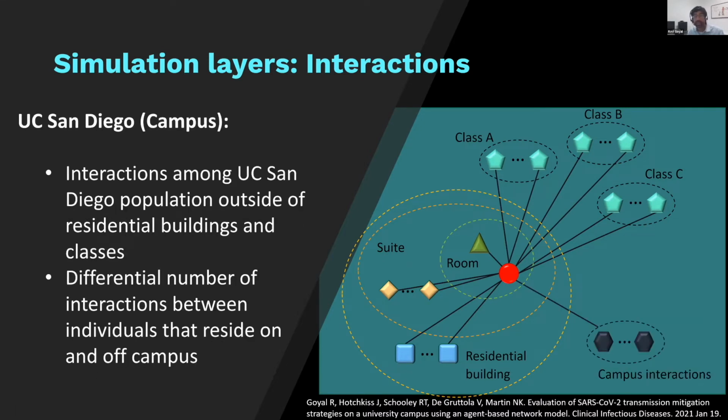And the model also includes interactions for the UC San Diego population outside of the residential buildings and classroom, which we refer to as campus interactions, as they're among the campus population, but we don't actually assume that they have to happen on the physical campus. Both the residential and classroom contact networks are static, meaning that they don't change over time. In contrast, the campus interaction network is dynamic, meaning that on a daily basis, you interact with different people.